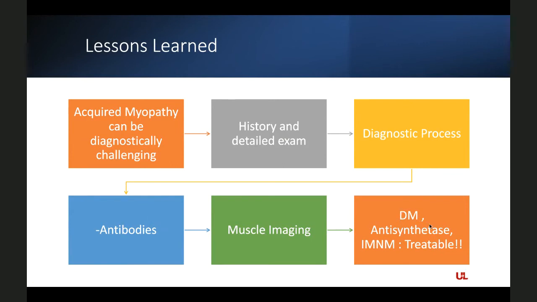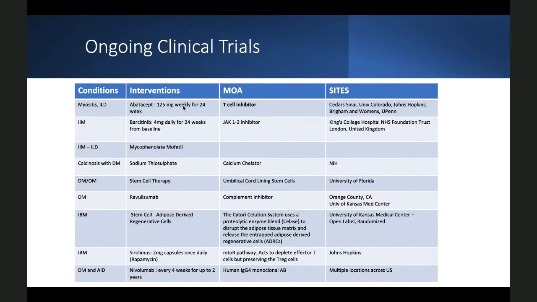Also one thing, DM and antisynthetase and necrotizing myopathy, they are treatable unlike IBM. I have listed the ongoing clinical trials, which are currently recruiting patients for myopathy. As I told earlier, abatacept, the T-cell inhibitor, is currently going on at multiple sites in US. These are the trials just in US, so there are like multiple other trials going on too.